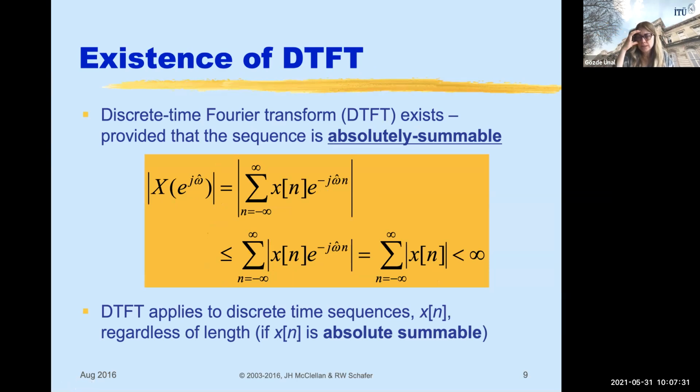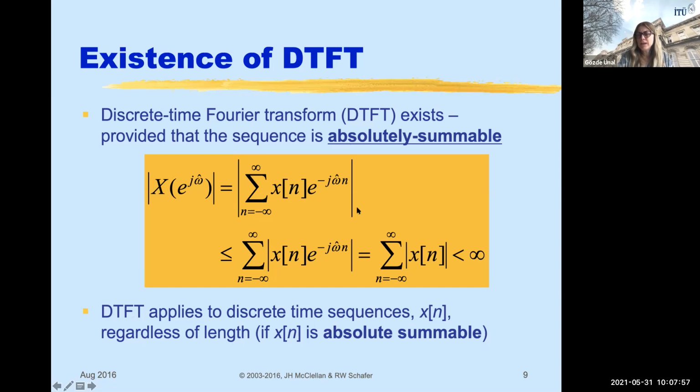Remember, we've shown this last time, when that signal is absolutely integrable for a continuous time signal. When, for a sequence or for a discrete time signal, it is absolutely summable, my discrete time Fourier transform exists. Okay? So it applies to discrete time sequences regardless of length, because you see the sum is infinite here.